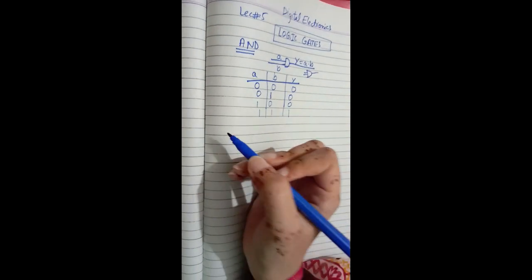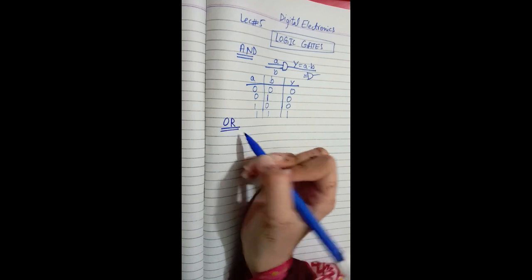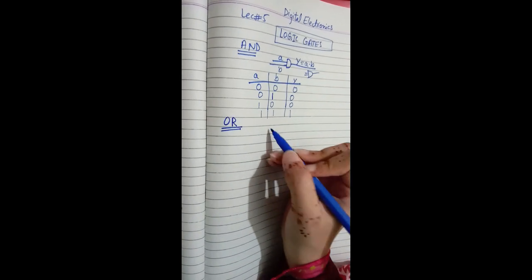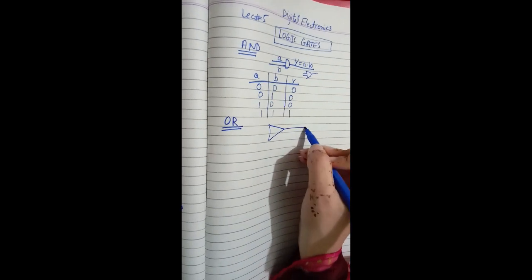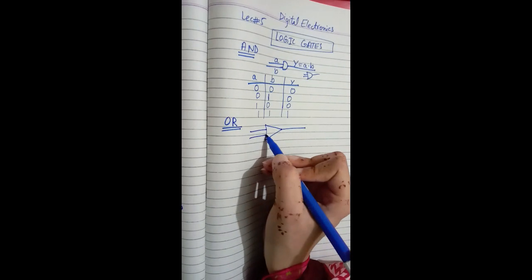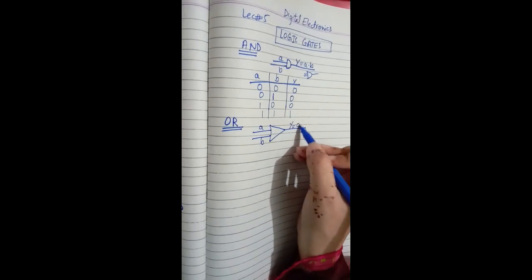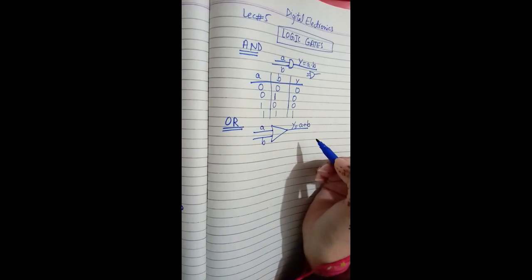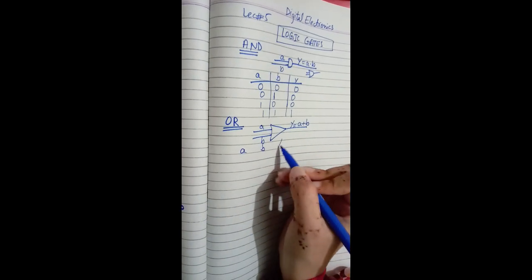Okay. So the next gate is OR, which says the addition process. Its diagram is like this. The arrow, two inputs A, B, the output is Y, which says A plus B, the addition of both inputs. So A, B and final is Y.